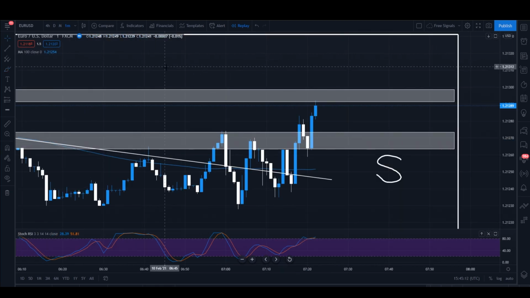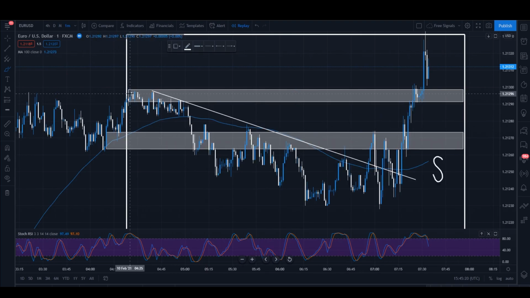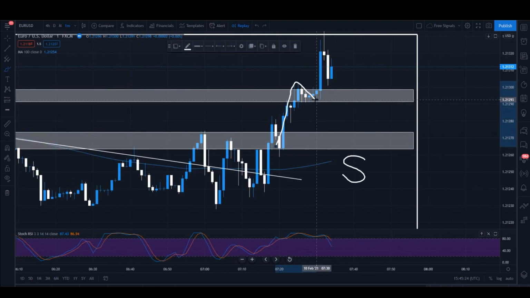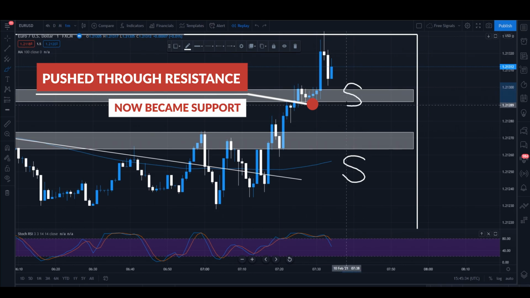So let's see what the market actually has planned for us. So it shoots towards the upside very nicely. So as you can see, it actually broke the area of resistance that I mentioned. Once again, after a push exhaustion scenario, this becomes the new support. So this area is once again the new support.